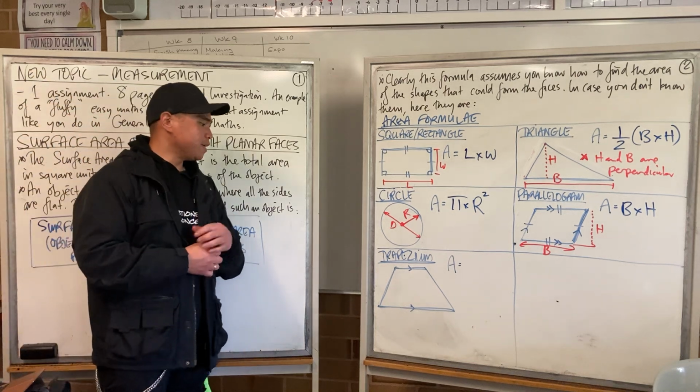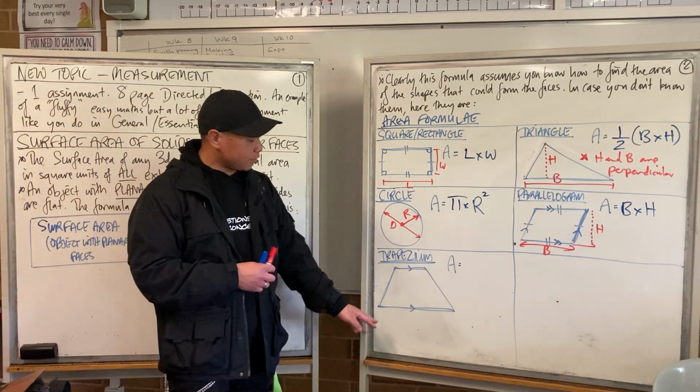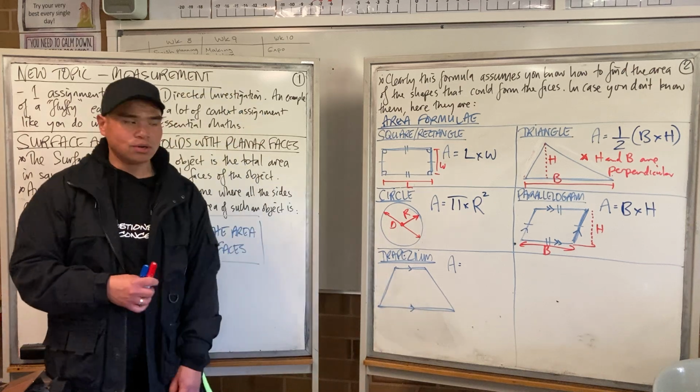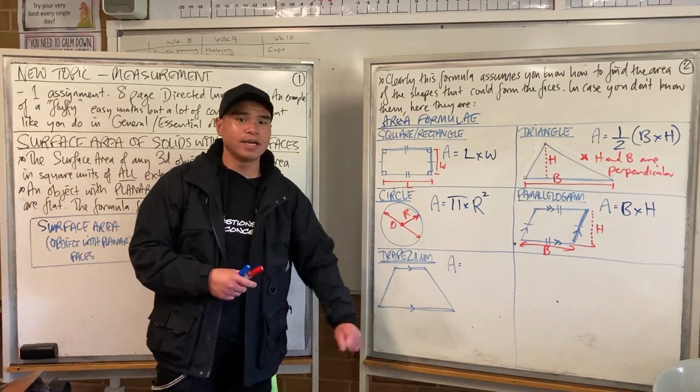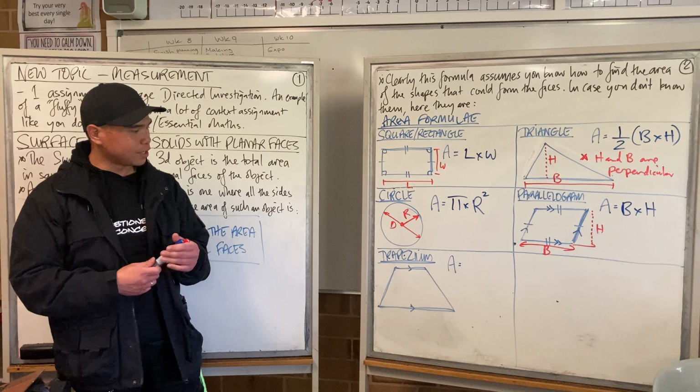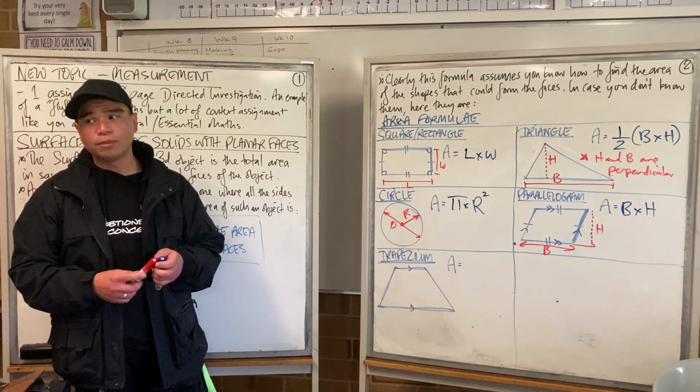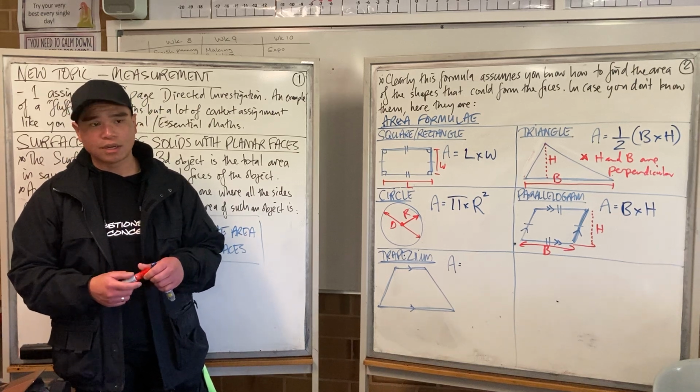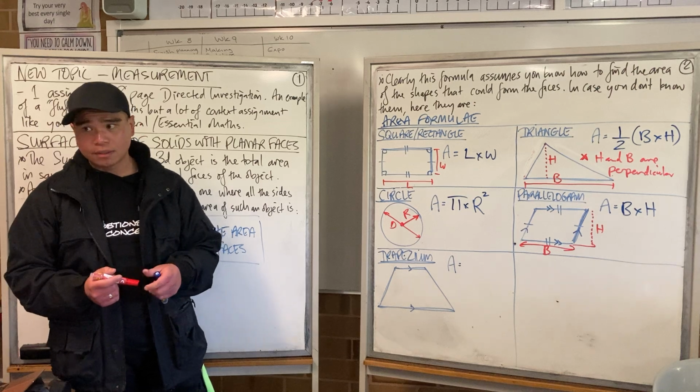Last one, trapezium. You have a quadrilateral, it's got 4 sides and 4 corners, but one of the sides is shorter than the other and they're parallel to each other. Does anyone know what the formula for finding that is? You don't need to, I don't expect you to.